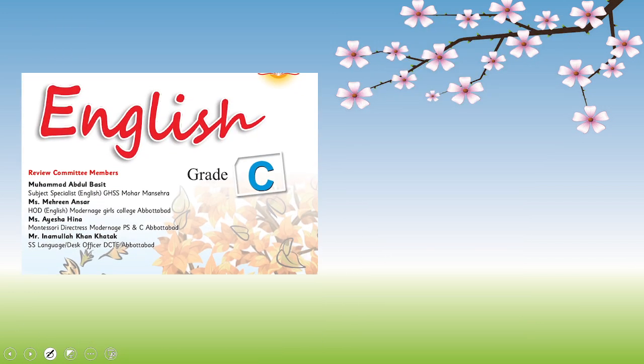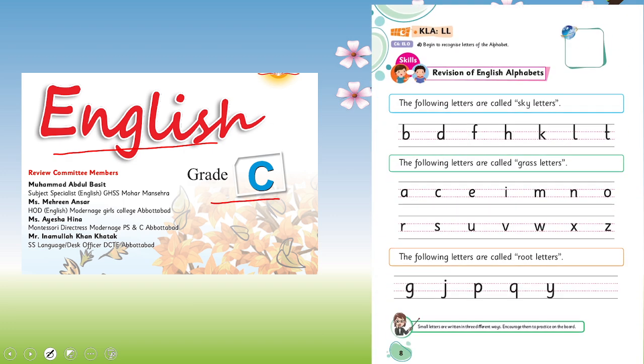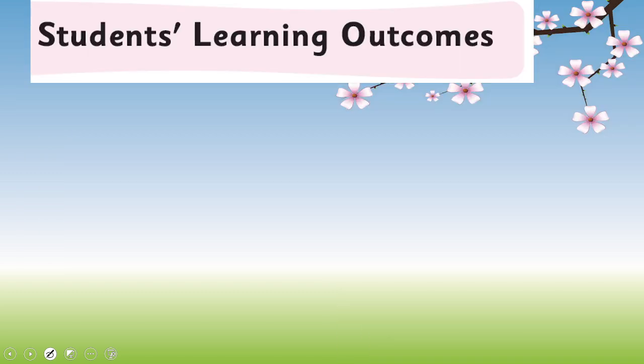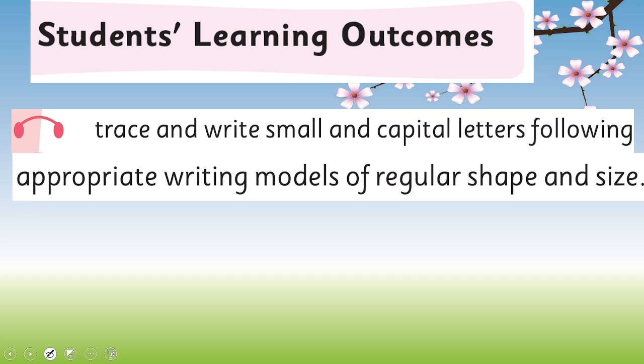Before this, in your English for grade C, you have already learnt writing. This was a revision of English alphabets. You are familiar with small letters, and you also know capital and small letters together. It was page number 7 in your previous class book. So today is the extension of the same topic, and after today's lesson you will be able to trace and write small and capital letters following appropriate writing models of regular shape and size.